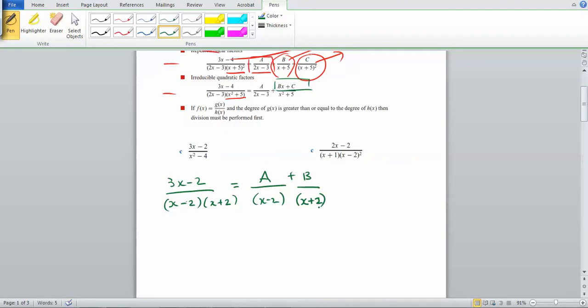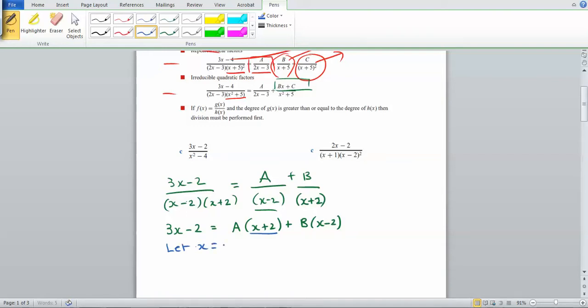Okay, so what do we do now? Then we have to multiply the a term by x plus 2, and for b we have to multiply by x minus 2. So go ahead and do that. What we've got essentially is a times x plus 2, plus b times x minus 2. The first thing you would do is let x be something which will cancel out a. So let x be equal to minus 2.